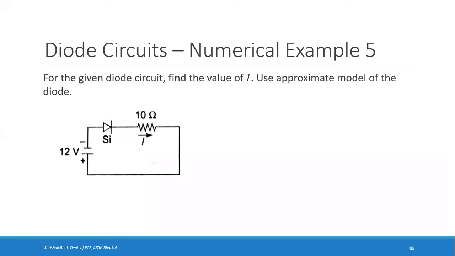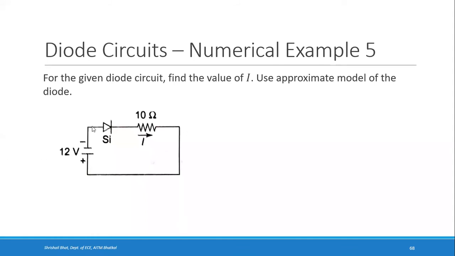First, go through the circuit. How should we proceed? See, I told you the first thing you have to see is whether the diode is forward biased or reverse biased. Is the diode forward biased? No, right? The diode is reverse biased. When it is reverse biased, it is not conducting.